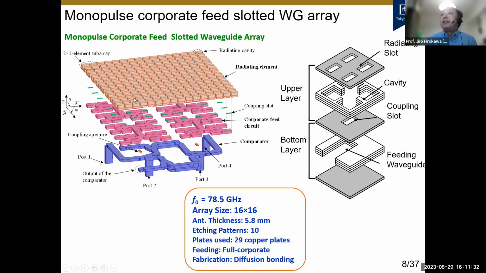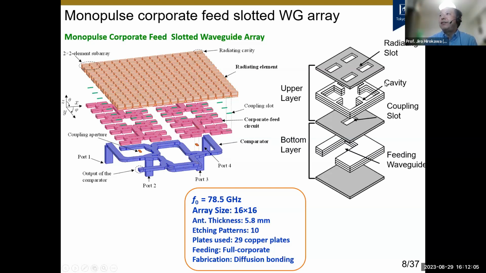We have the radiating elements on the top layer. On the middle layer, we have the corporate feed circuits. And on the bottom layer, we have the two-dimensional monopulse circuits. As I said before, the two-dimensional monopulse circuit is a two-stage magic T. And in the middle, we have the corporate feed circuits.